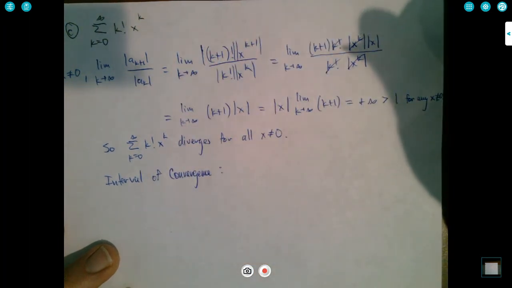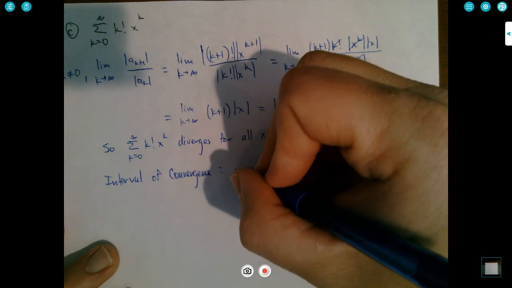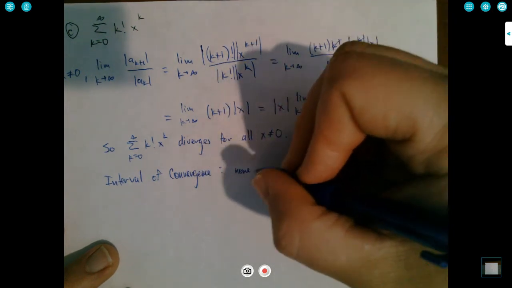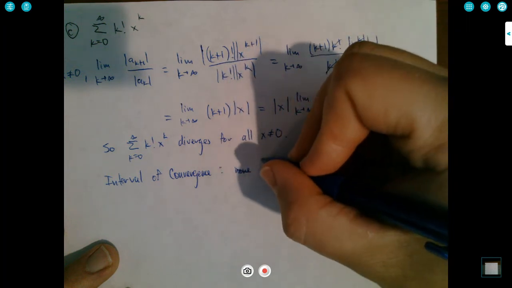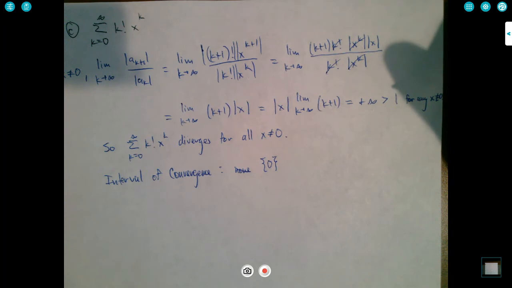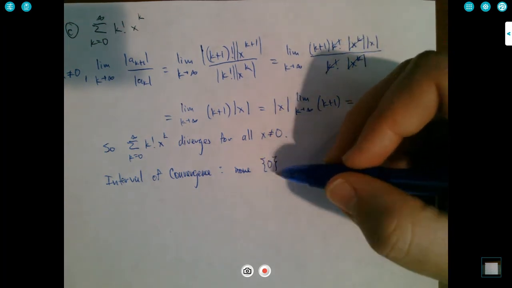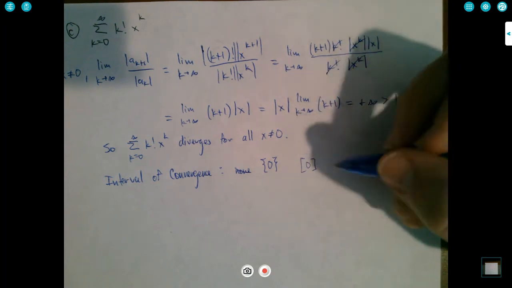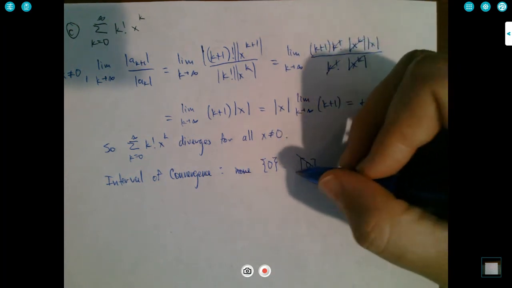I'm not sure what your book will say. Maybe it'll say something like none. Really, the convergence set is just the set made up of the single element 0, right? But you wouldn't put parentheses or brackets around that. This doesn't mean anything. Well, it does. It means a lot of things, but it doesn't mean what you think.